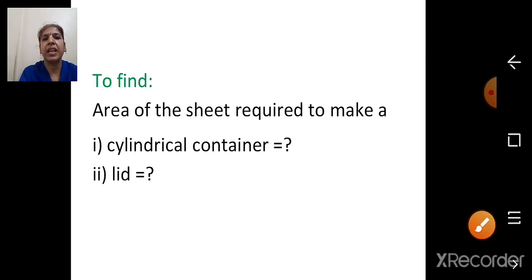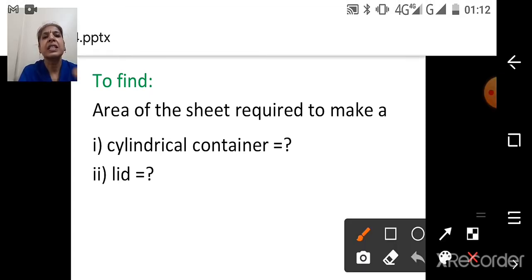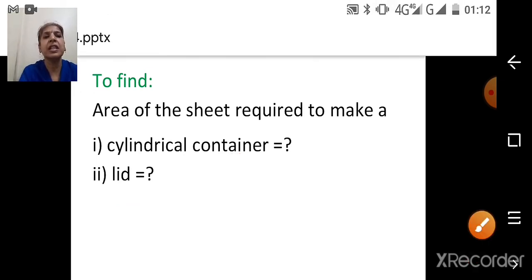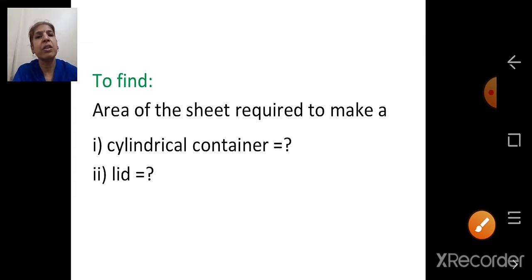Now we have to find the area of the sheet required to make a cylindrical container and lid. So children, here two things we have to find: the area of the sheet required to make the cylindrical container and lid. And for the cylindrical container, which area is not mentioned. So we have to think over which area, because we have studied one is curved surface area, one is total surface area. And here it is open from one side.